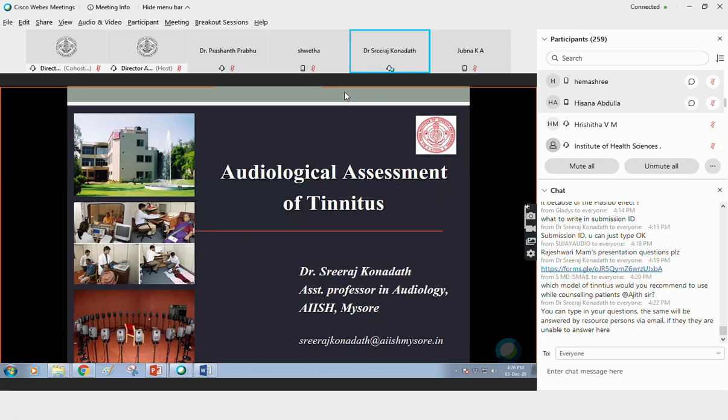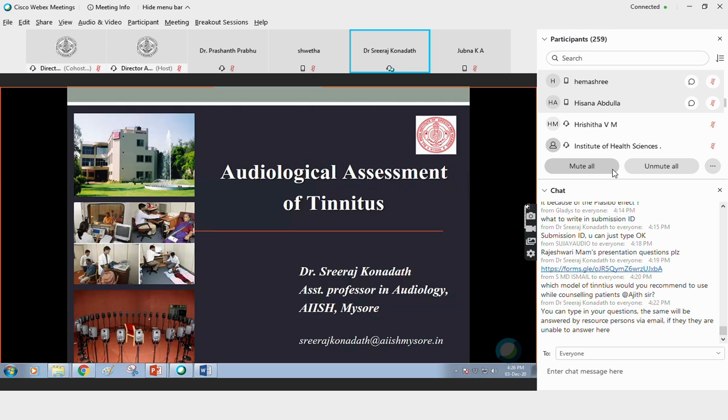We practice in AIISH, and we get many calls from our old students or the concerned faculty or staff who are working in other institutions, asking how to assess individuals who are having tinnitus, audiological assessment, because this area is not much explored till date, and there are lots of confusions as to how to plan the assessment of individuals who are having tinnitus.